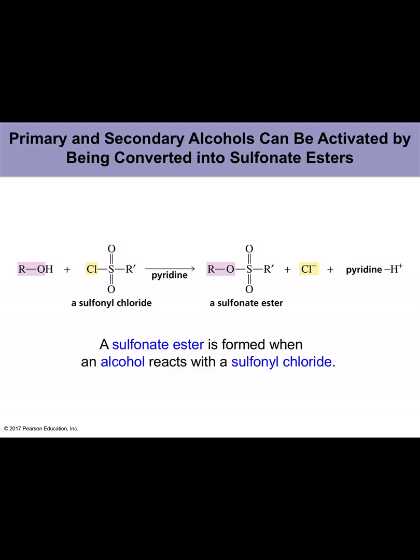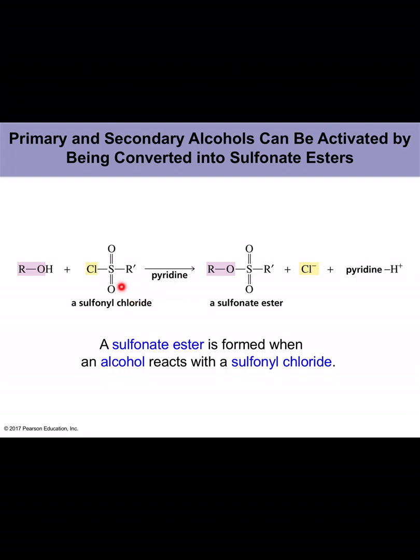Primary and secondary alcohols can be activated by being converted into sulfonate esters. Remember, we learned earlier that we can activate an alcohol by adding an acid and making a good leaving group, oxygen with 2 hydrogens. So the alcohol can leave as a water molecule. And similar to that, another method that we use to activate an alcohol group to make it a good leaving group is by reacting with a sulfonyl chloride. So this is sulfonyl chloride, and we use pyridine as a solvent.